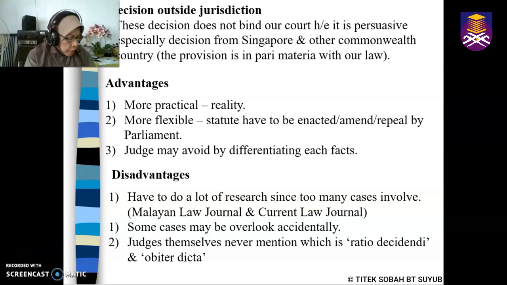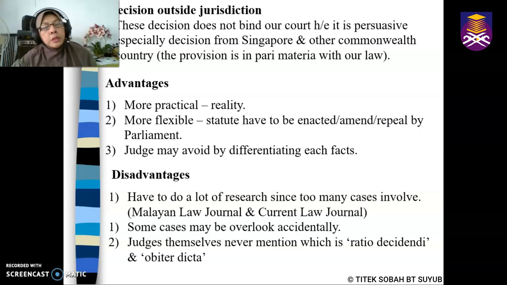Okay, students. If you look at my slide, we have the decisions before independence. I'm not going to discuss that because it is not that important. Most of the time, you will not be referring to these, because before independence these are very old cases, and most of our laws from before independence have been repealed. Most of the time, the judges and the courts will not be referring to these cases.